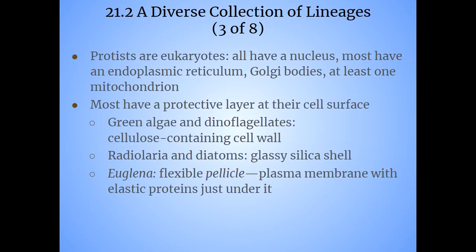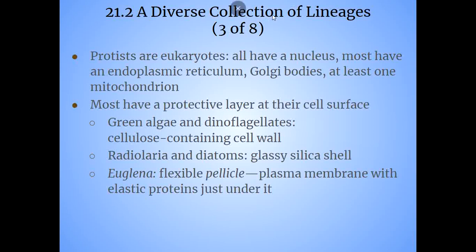Well, today I want to start off by talking a little bit about the cell structure of a protist. So protists are eukaryotes, which means that they all have a nucleus, and most of them have eukaryotic organelles. We can find things like the endoplasmic reticulum in them, and also the Golgi bodies. Most single-celled protists have a protective layer at their cell surface, such as a cell wall. It could be a hard mineral shell, or it could be a flexible pellicle, which we'll talk about.